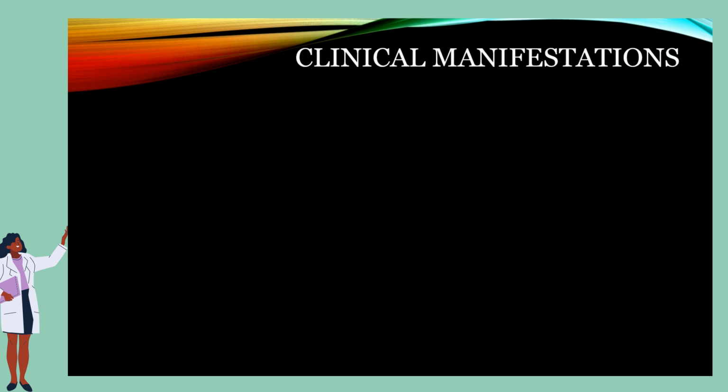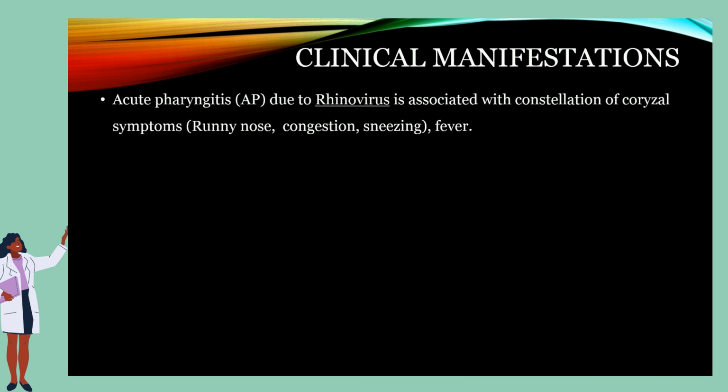So how does pharyngitis manifest, and what signs and symptoms will a patient suffer from when having pharyngitis? The first one is patients suffering from acute pharyngitis due to rhinovirus. We can differentiate the clinical manifestations based on the pathogen causing the acute pharyngitis, and we can see here that acute pharyngitis due to rhinovirus is associated with a constellation of coryzal symptoms.